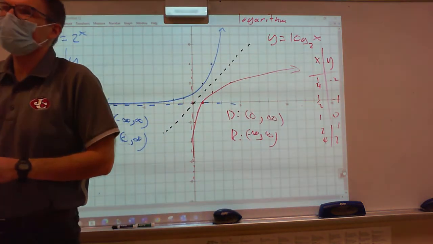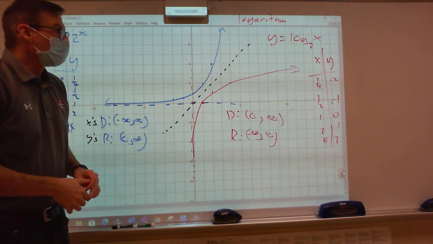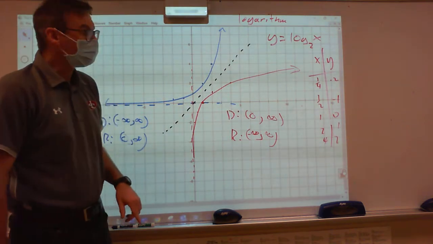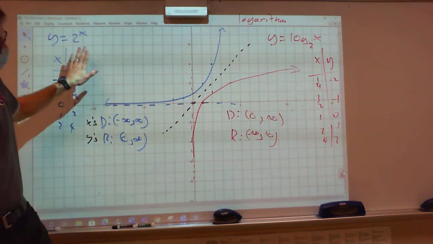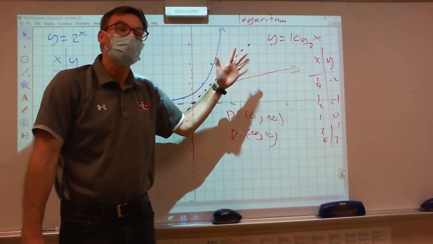What exactly is a logarithm? Well, right now, what you know about a logarithm is it's the inverse of an exponential. Because this is an exponential function, this is a logarithmic function, they're inverses of each other.